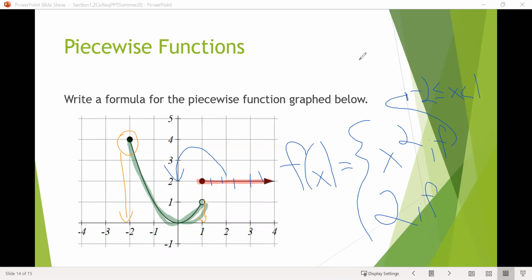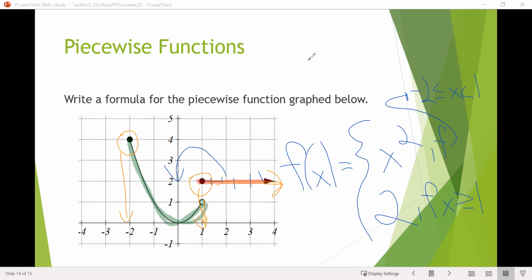And then for the second part, we use 2 if. We'll notice here, this one starts at 1, but then it goes bigger and bigger forever and ever. So it starts at 1 and goes up to positive infinity. And we're including the 1 because there's a closed dot there. So it looks like in this case, we're looking at values of x that are greater than or equal to 1 for that part. Okay?